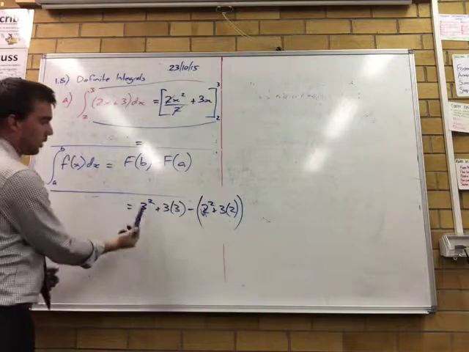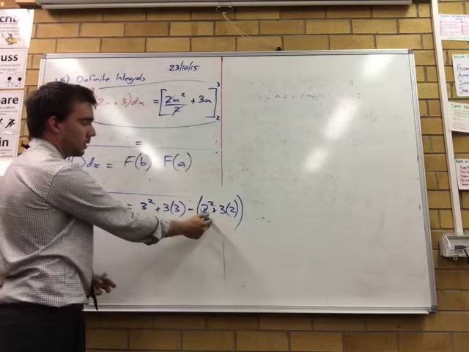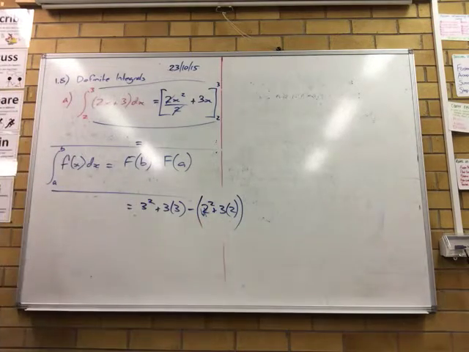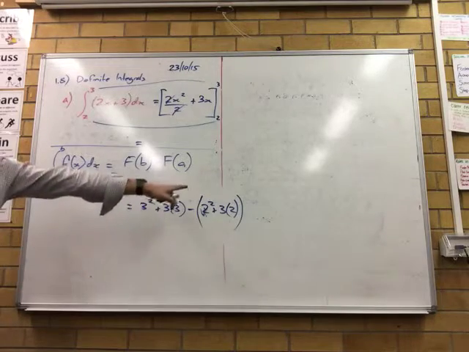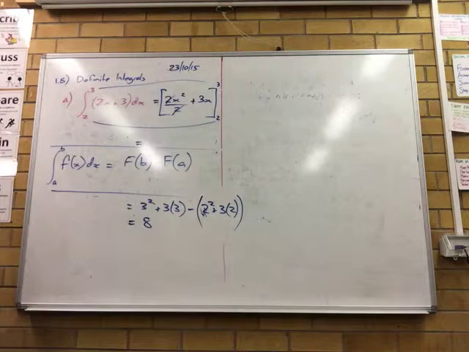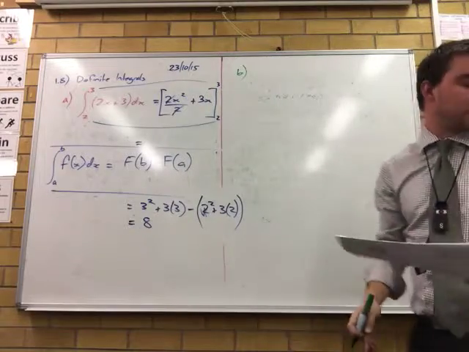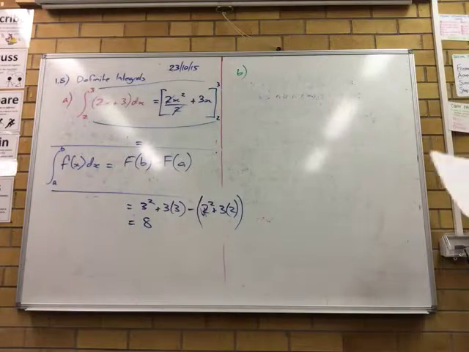So 9 plus 9 is 18. We've got 2 squared, which is 4, plus 6, which is 10. So we have 18 take away 10, which is 8. In other words, we've got a number back as our answer, and that's what's called a definite integral. When you're finding areas and volumes, you're doing exactly that process.